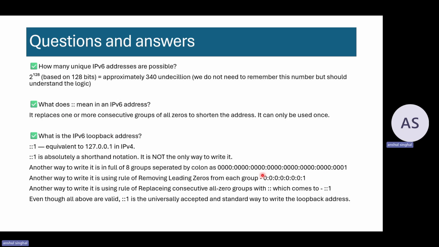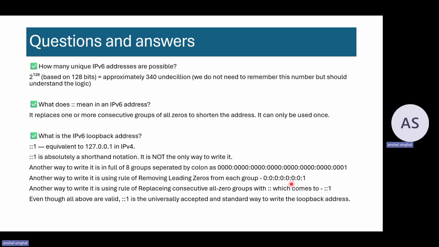Now as per some of the rules, we can shorten this. We can remove the leading zeros from each group. With 8 groups, our loopback address in IPv6 will be 0:0:0:0:0:0:0:1. For the 7 groups we just have a single zero, and for the last group we just have 1. So we removed the leading zeros from each group, and we can also write it like this.